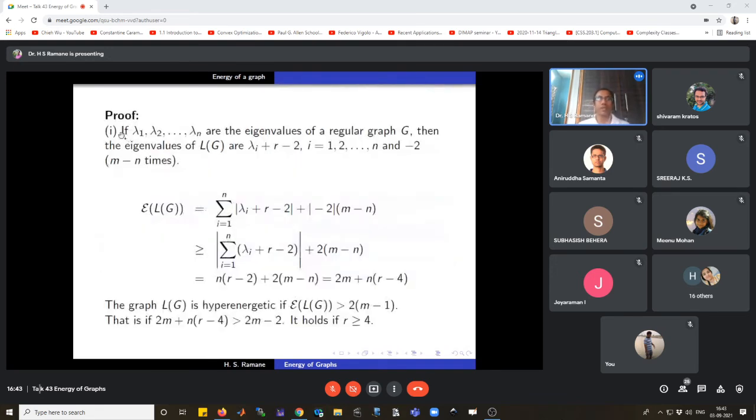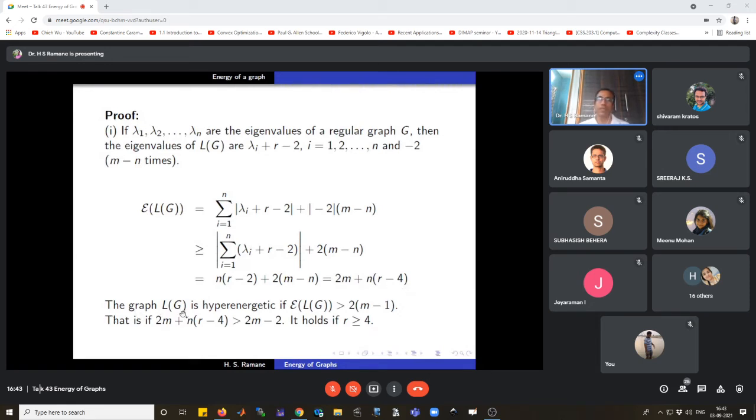See, if lambda 1, lambda 2, ..., lambda n are the eigenvalues of the regular graph G, then the eigenvalues of the line graph are lambda i plus r minus 2, and the remaining minus 2, which occurs m minus n times. So from this spectrum, we can write the energy of L of G as the sum of mod of lambda i plus r minus 2, plus mod of minus 2 taken m minus n times. Naturally this is more than or equal to the mod of the sum of lambda i plus r minus 2, plus 2 times m minus n, and the summation of lambda is 0, and the sum of r minus 2 is n times, that is n into r minus 2. So that turns to 2m plus n into r minus 2.